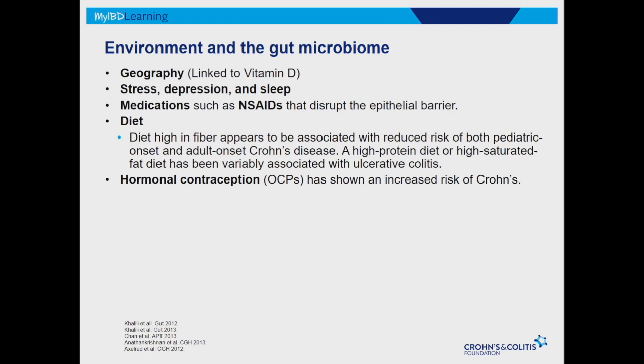High protein diets and high saturated fat diets are associated with IBD, in particular colitis, which we've heard about. Hormonal contraception also has been shown to increase the risk of subsequent Crohn's. But again, these are just small studies linking the risk. It's not that if you do this, it's 100%. No, these are all just aspects that have an influence on the gut microbiome.